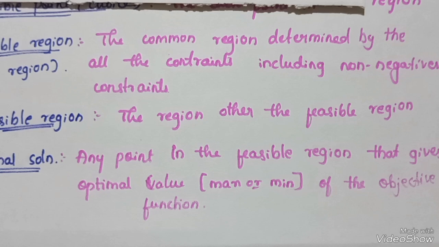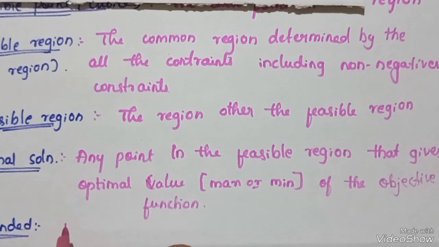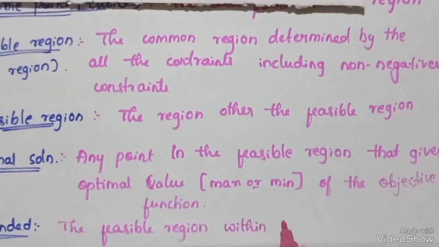Okay, then bounded. What is bounded? Bounded means the feasible region lies within the space. The feasible region within the space is called bounded.